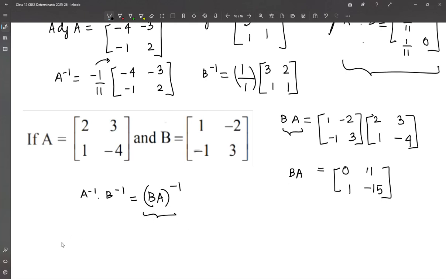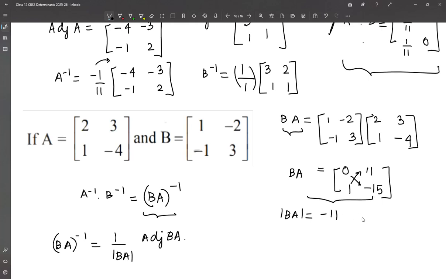We know that the inverse of any matrix is the reciprocal of its determinant multiplied by its adjoint. So we need to find the determinant of the BA matrix, which is equal to minus 15 into 0, that is 0, minus 11. So the determinant is ready. The adjoint is again for a 2 by 2 matrix: interchange the diagonal elements and then add a negative sign to the non-diagonal elements.